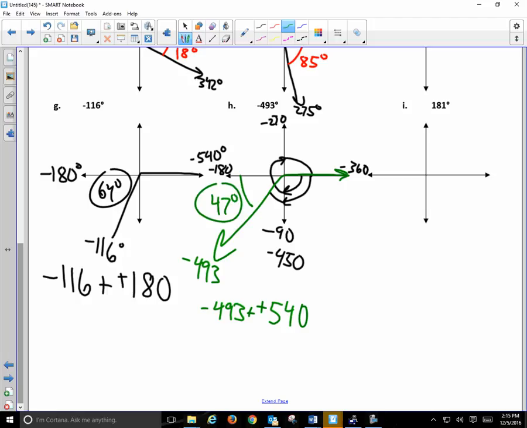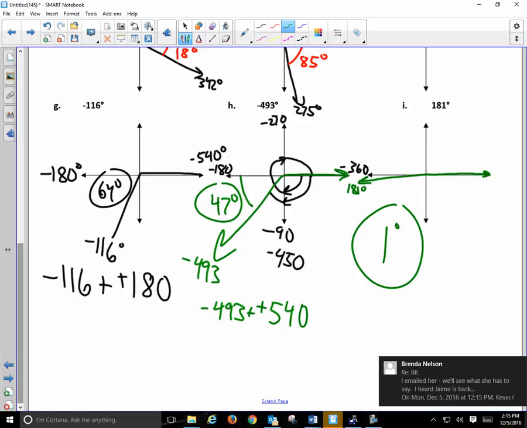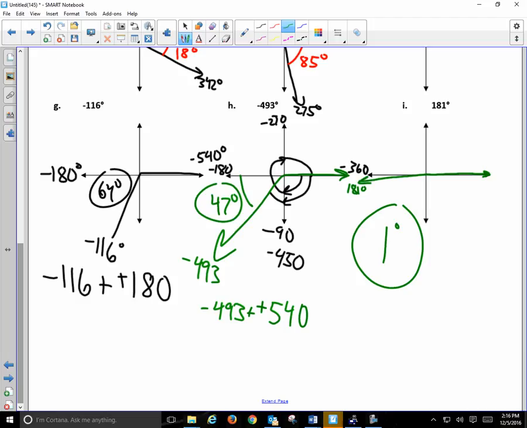We'll do one more. 181. Which quadrant? What's the reference angle? 1 degree. That's all there is to it. And we will not work with radians. Because as we solve these equations, we're going to solve for all the answers in degrees. Okay? So we'll just work with degrees. We'll make that a little bit simpler that way.